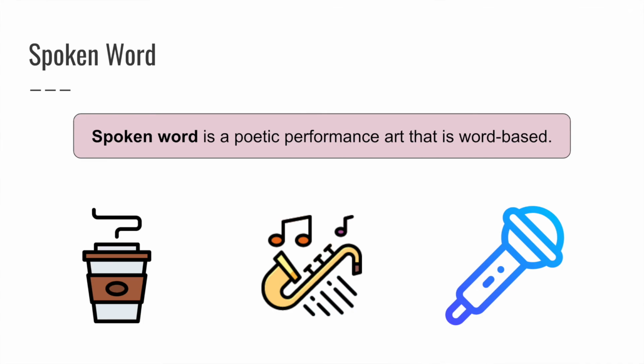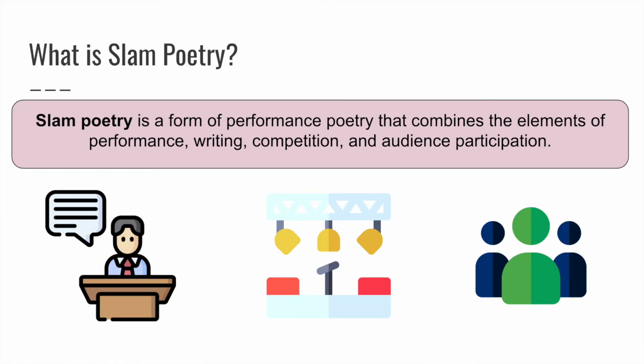What is spoken word? Spoken word is a poetic performance art that is word-based. As this term already defines itself, they're words that you speak out loud, but in a very performative and expressive way. In this slide, there are coffee, there's music, and a microphone. That's because a lot of spoken word takes place in coffee shops and music clubs. Sometimes activists use spoken word as well, and it is shown through the public, which is why I have a microphone in this slide.